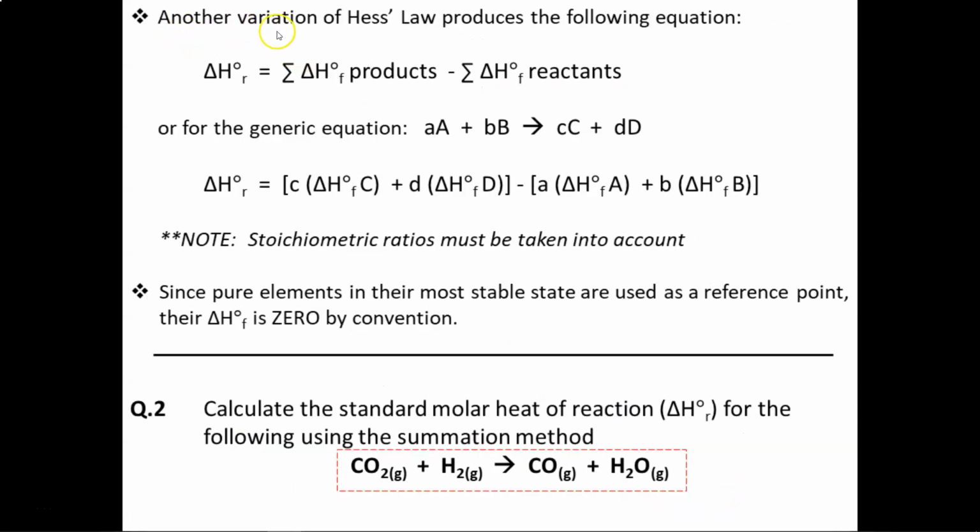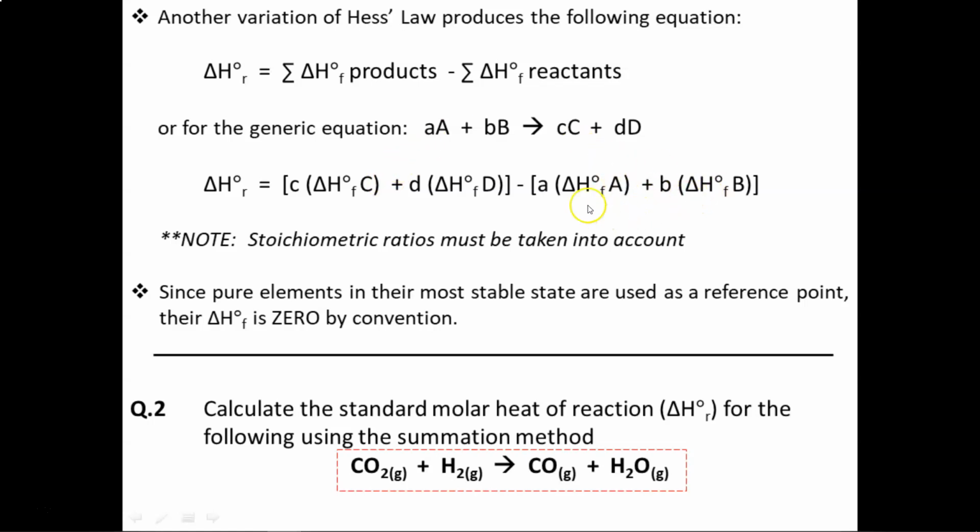Now the third method is a variation of Hess's law, and it produces the following equation. The enthalpy of the reaction is equal to the sum of all the heats of formation for the products minus the sum of all the heats of formation for the reactants. So that's what this sigma symbol means. It means summation. So what we're going to do is see how much it costs to form compound C, multiplied by how many we want to make, added to how much it costs to form compound D, multiplied by how many of those we want to create, and then add them all up. So summation, or sum it all up.